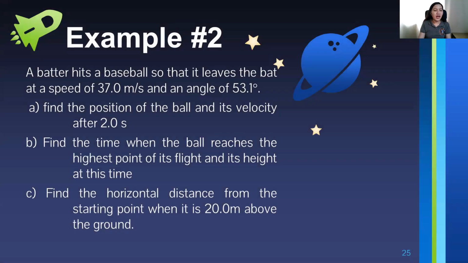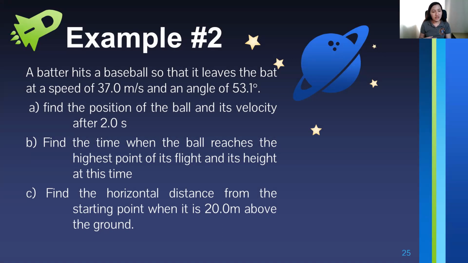Number 2, a batter hits a baseball so that it leaves the bat at a speed of 37 meters per second and an angle of 53.1 degrees. So it's basically the same thing as the previous problem. We are given the initial velocity, 37 meters per second, and also the launch angle, which is 53.1 degrees. So letter A, we're now going to find the position of the ball and its velocity after 2 seconds.